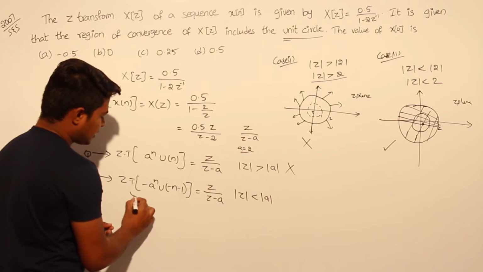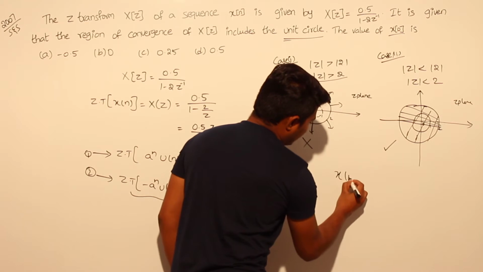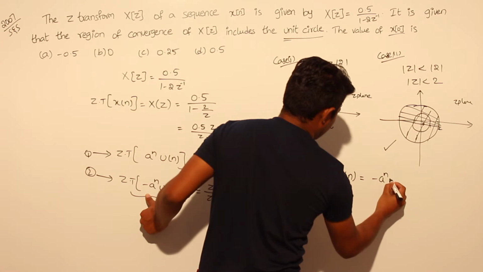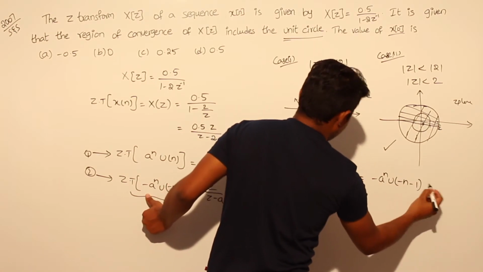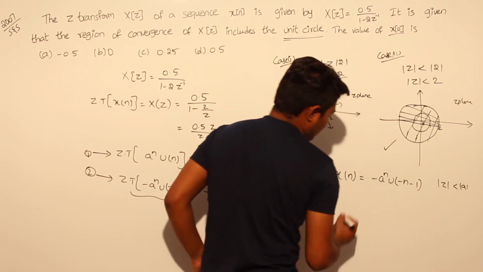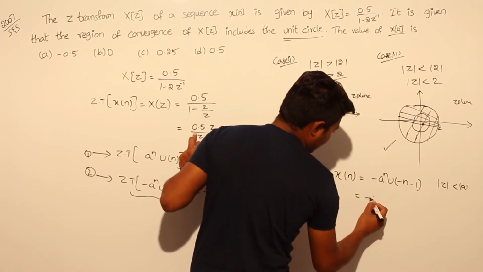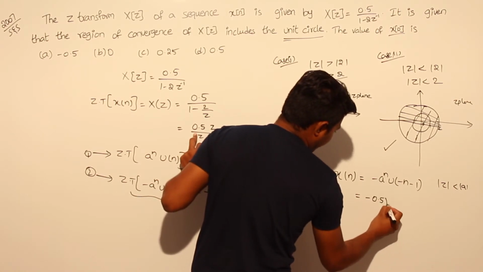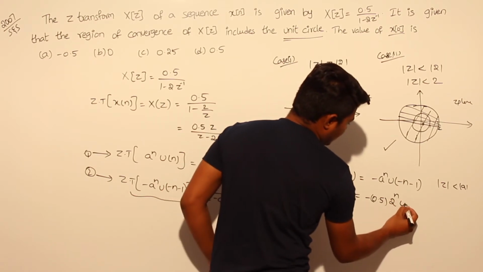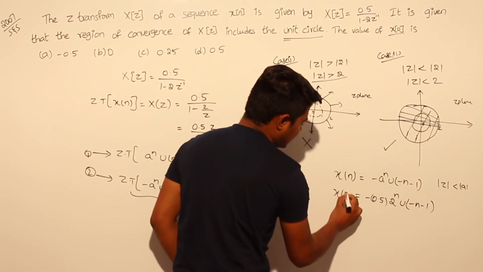Now take this and substitute here, and we will get x(n). So x(n) is equal to -a^n u(-n-1), where |z| < |a|. Now substitute this: 0.5 is already there, so x(n) = -0.5 (2^n) u(-n-1), because in place of a, 2 is there. This will be x(n).